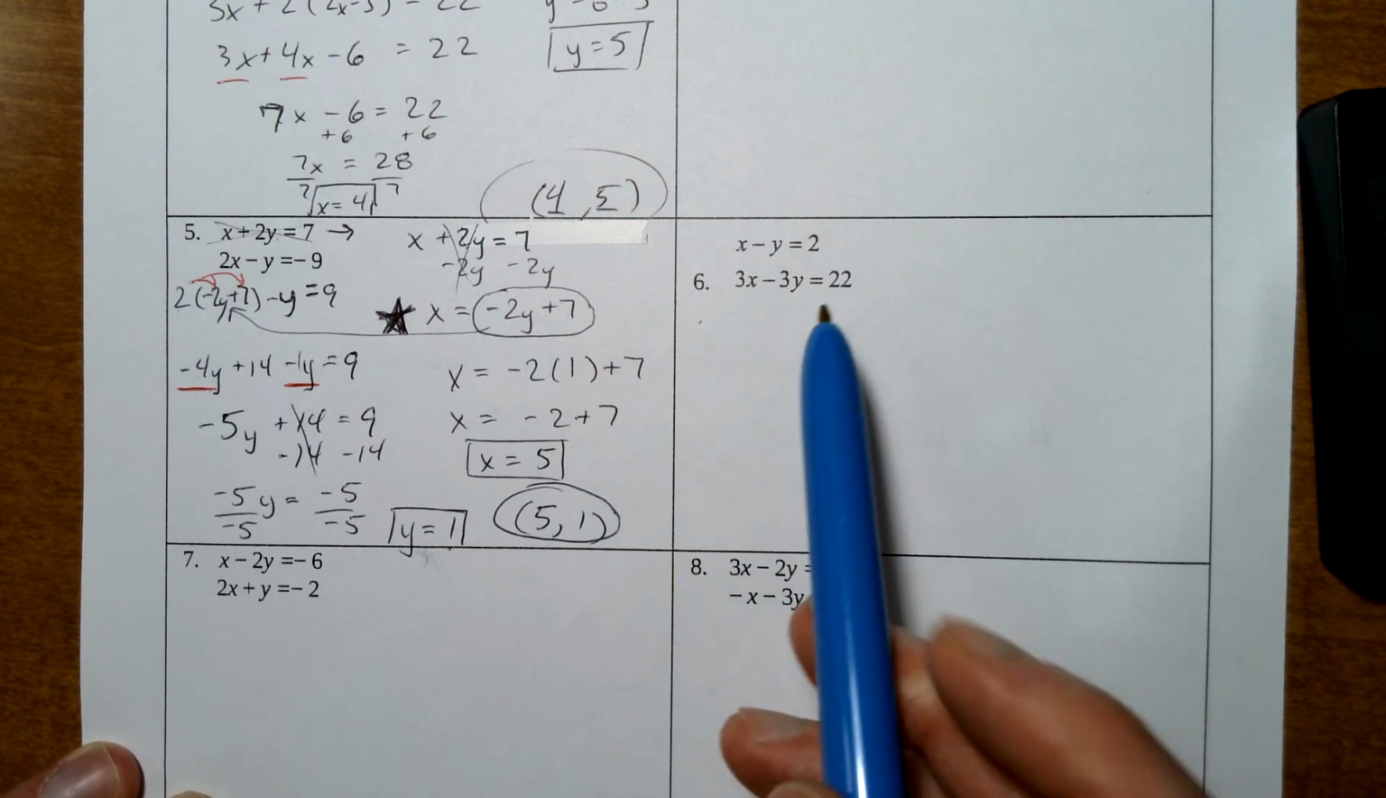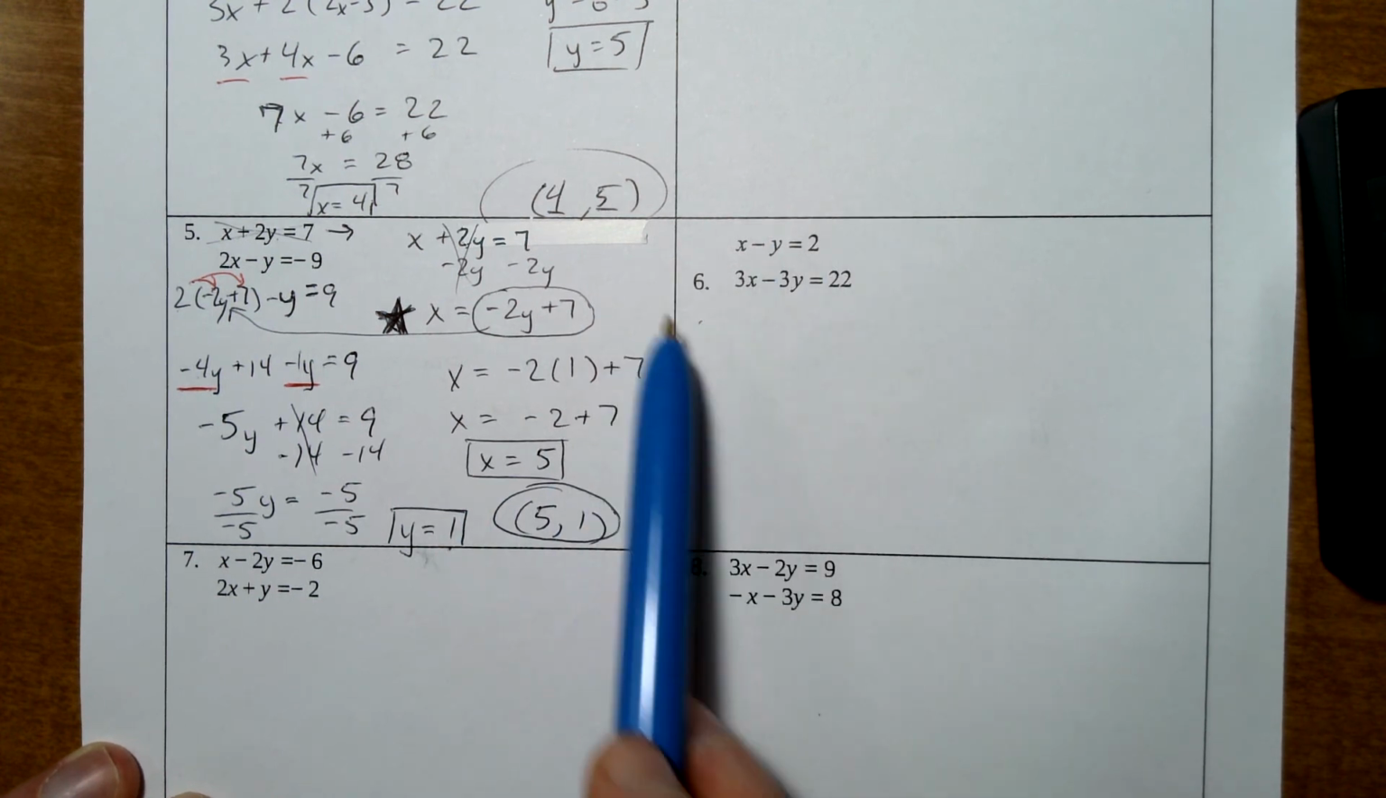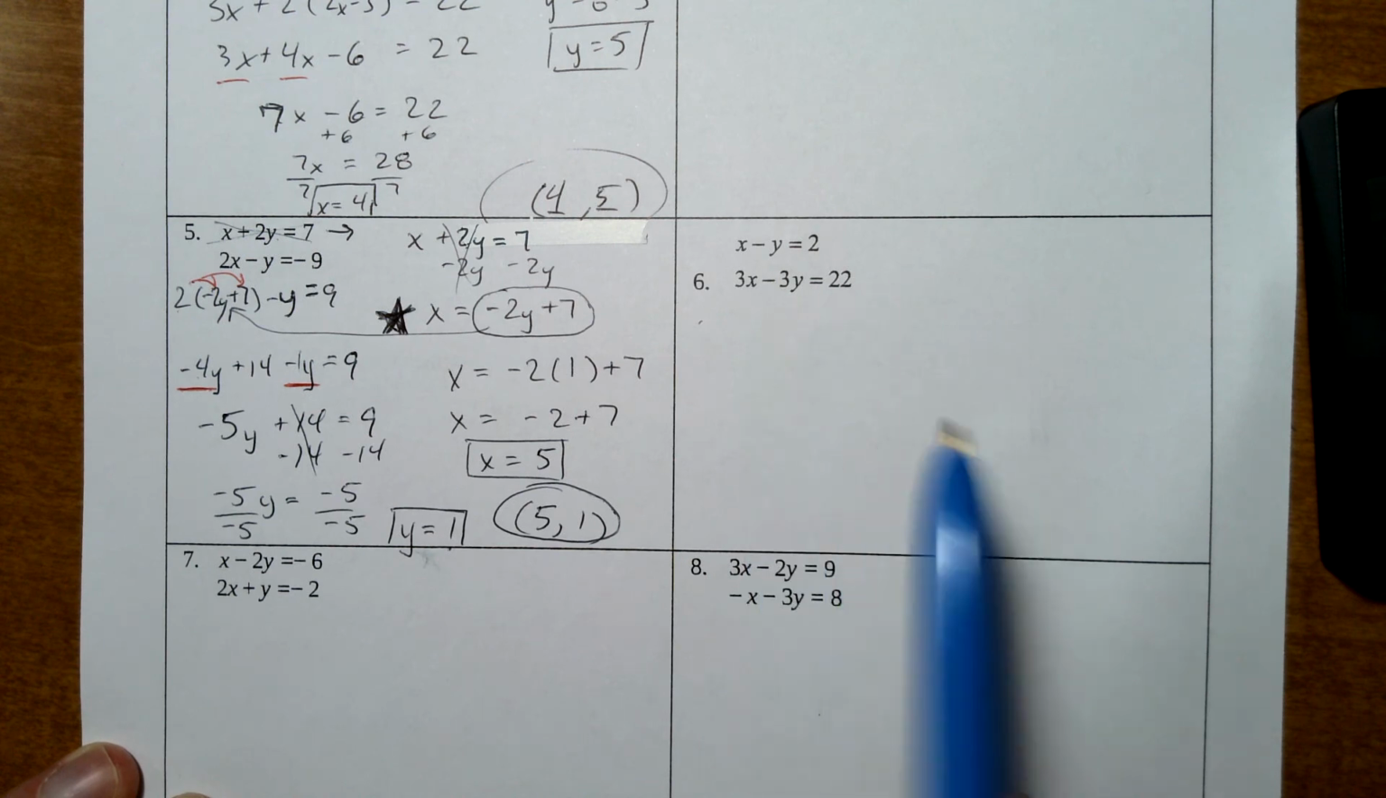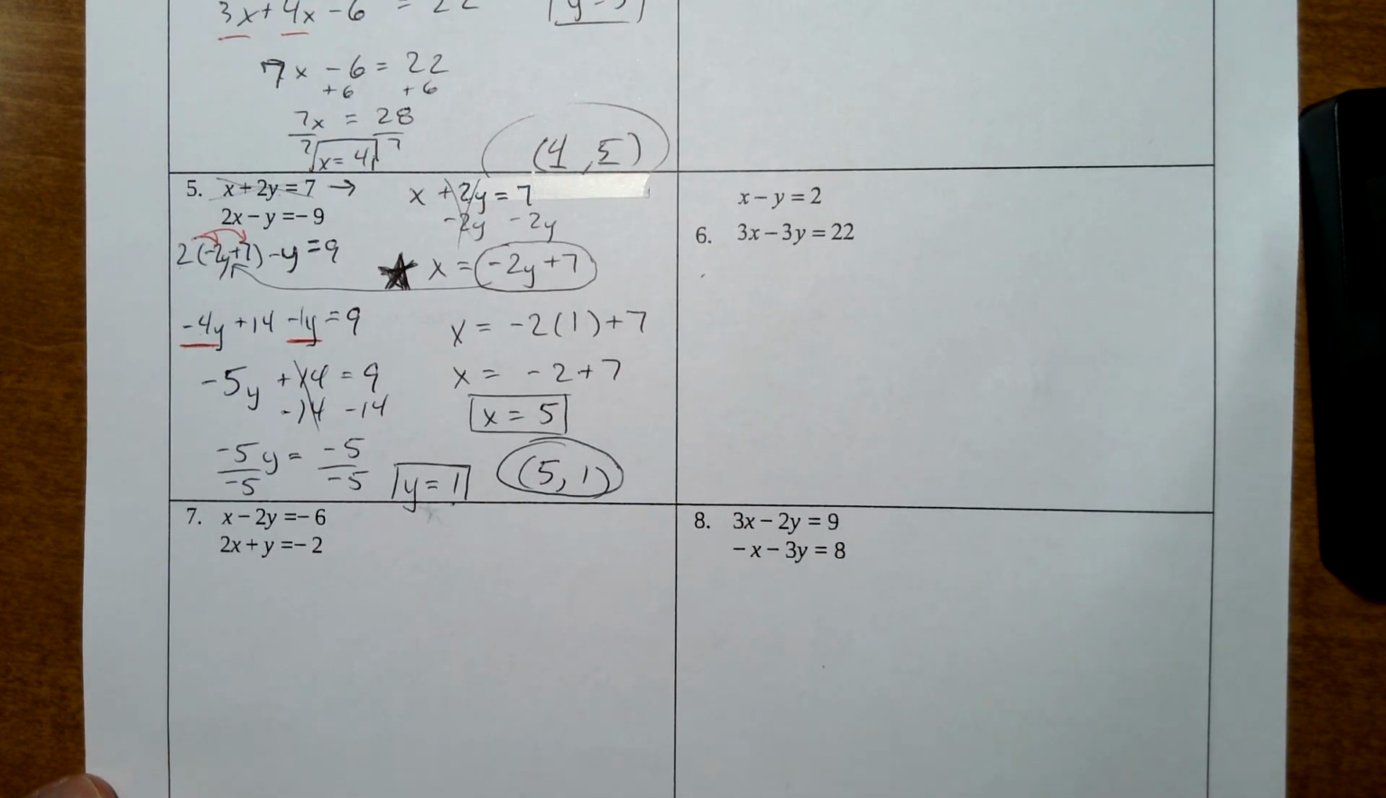Now, I want to point you to this one. This one's a weird one. I would skip it until you're really good at the rest of it. 7 is a really good one to do next because it's very similar to 5.